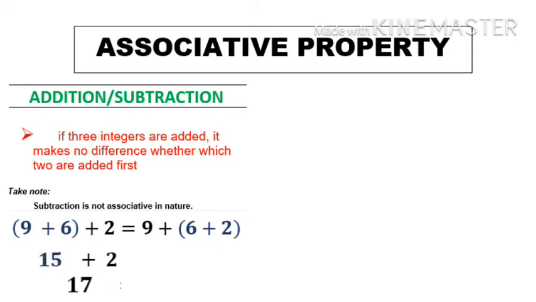9 plus 6 is 15. Plus 2, that is equal to 17. On the other side, you bring down 9, plus 6 plus 2, that is 8. 9 plus 8, that's still equal to 17.